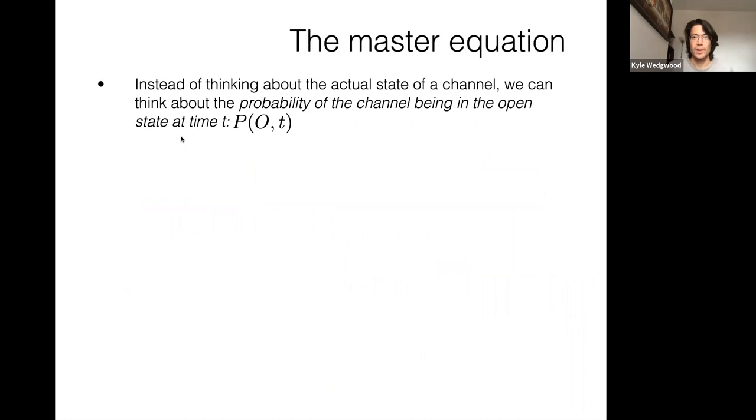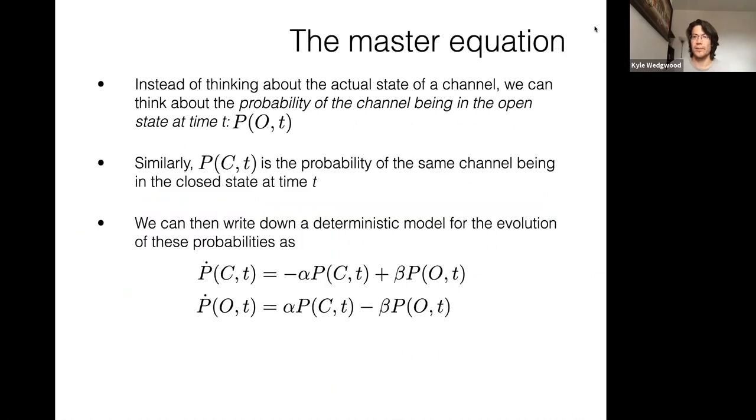Mathematically, we can go through a system that looks like this. Rather than thinking about the evolution of a single channel, we can just think about the probability of a channel being open at some time. I'm going to call this P_O(t), the probability of a channel being open at time t, and P_C(t) is the probability of the channel being closed. If we derive the mathematical equations for that, we can see that they just pick up these alpha and betas, or these 1 over tau minus and tau pluses that we talked about earlier.